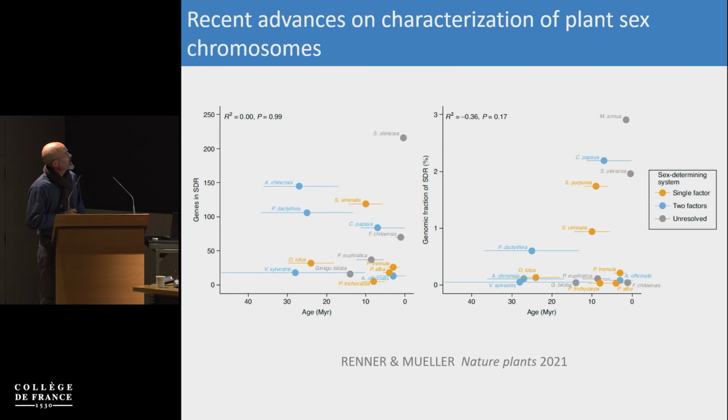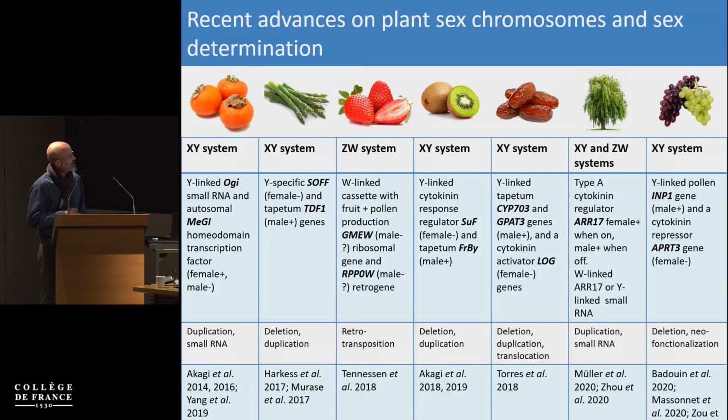And actually, a lot of progress has been done in the field thanks to this method. So many different systems have been characterized, and this led to the discovery of a sex-determining gene. So in plants, the first sex-determining gene was found in 2014, compared to SRY in animals in the 80s. And since then, sex-determining genes have been found in about 10 different systems. So it's going really fast.